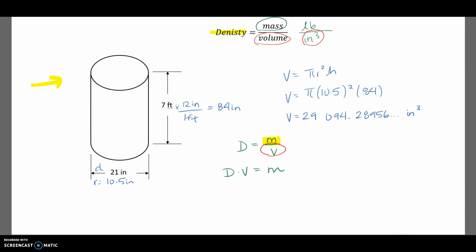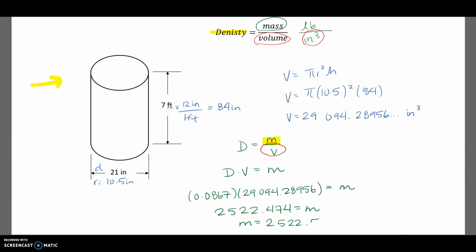Now you can substitute in your values. We know the density from the question above is 0.0867 and the volume is the value we just calculated. Remember not to round that value yet. Keep those decimal places on your calculator. And then you can do the multiplication to find your mass. 2,522.474. And since our question asked us to round to one decimal place, 2,522.5 pounds is the mass of this cylinder.